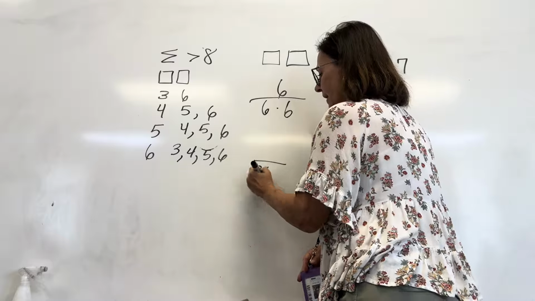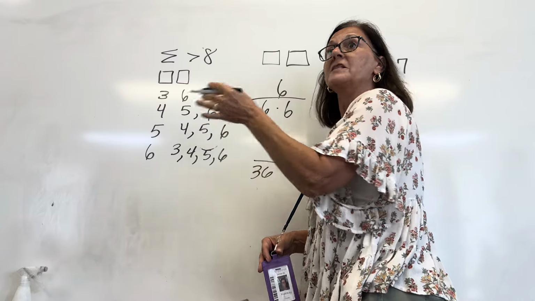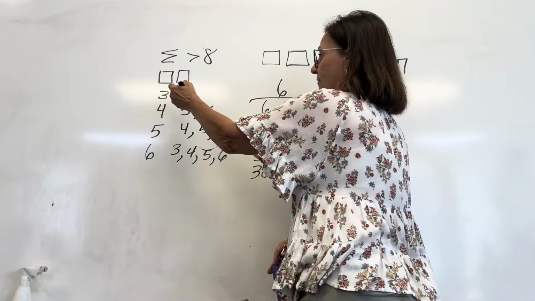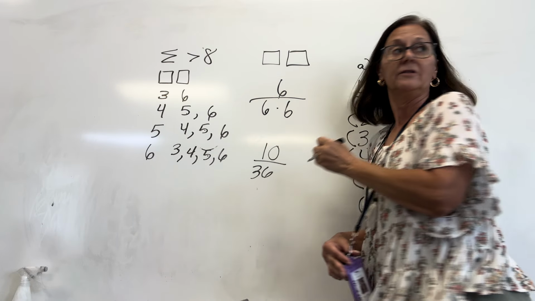So I know my denominator's 36 because it's 6 times 6. But how many specific positive outcomes do I have? 1, 2, 3, 4, 5, 6, 7, 8, 9, 10. Do you see them?